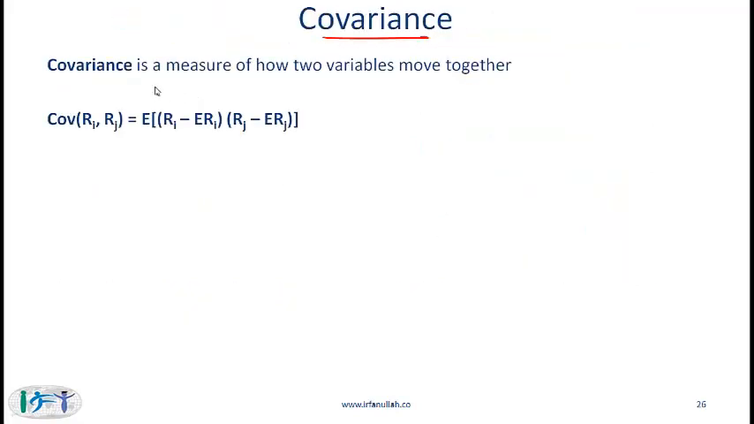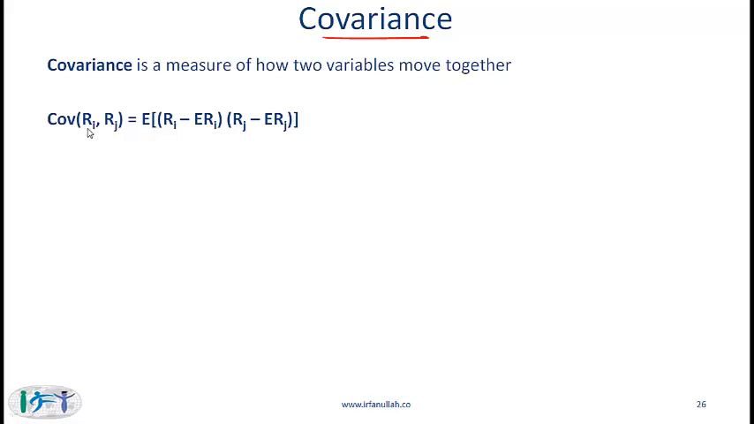Covariance. Covariance is a measure of how two variables move together, and this is the somewhat complicated looking formula for computing the covariance between the expected return on stock I and the expected return on stock J. I will just say this briefly but then illustrate through an example.